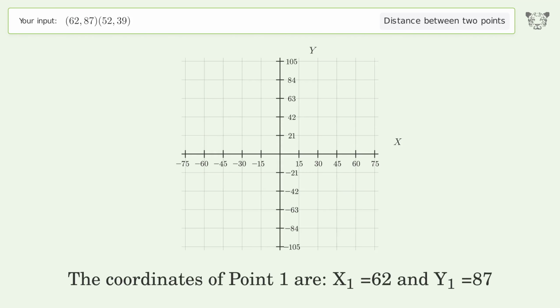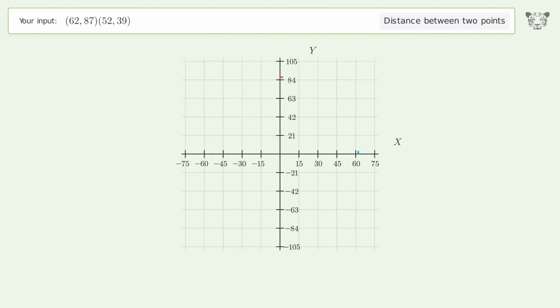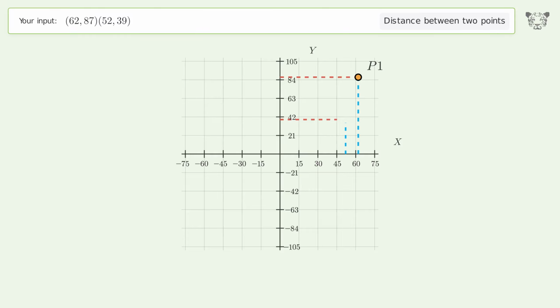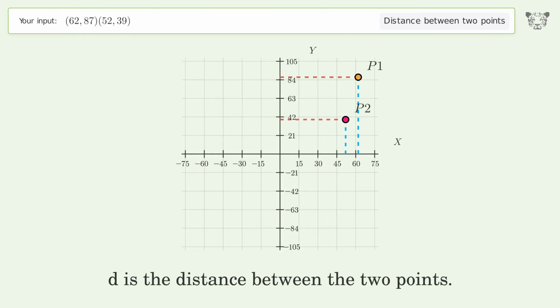The coordinates of point 1 are x1 equals 62 and y1 equals 87. The coordinates of point 2 are x2 equals 52 and y2 equals 39. D is the distance between the 2 points.